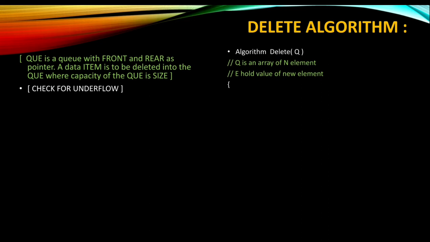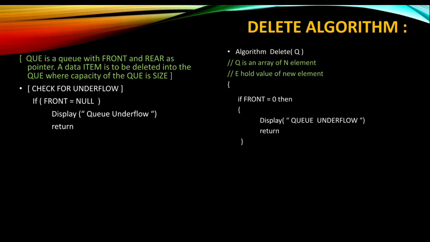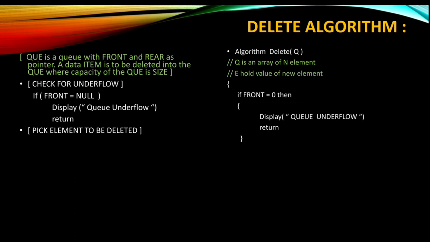Check for underflow condition: we are going to check whether it is an underflow condition or not before deleting an element. When we delete an element, we have to check whether front is equal to null, meaning the queue doesn't have any element. Then we have to display that the queue is underflow. On the other side, we can write front equals 0, then display queue underflow. Then pick the element to be deleted.